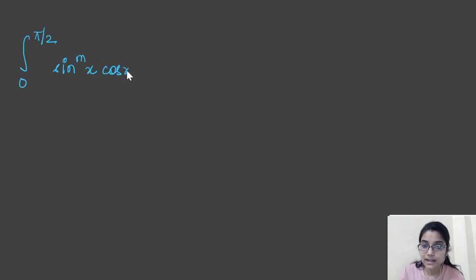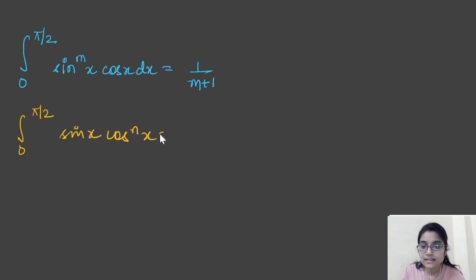So suppose I am writing it down here. Here you will just write 1 by m plus 1, and in case you have from 0 to pi by 2 sin x cos raised to the power n x dx, you will simply write 1 by n plus 1. Okay, it seems to be very easy, but trust me, when you use it, you will really enjoy the process of solving questions, because it will reduce your time as well as give you an accuracy which you were not expecting from solving the whole question using substitution.